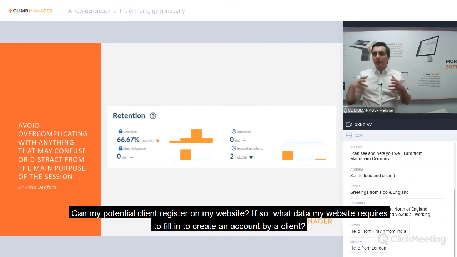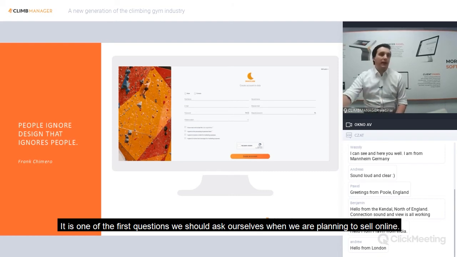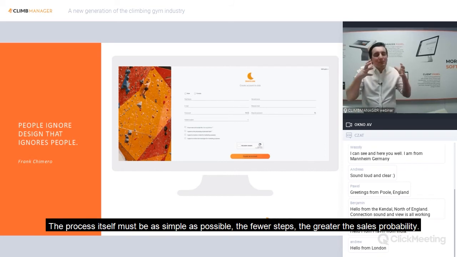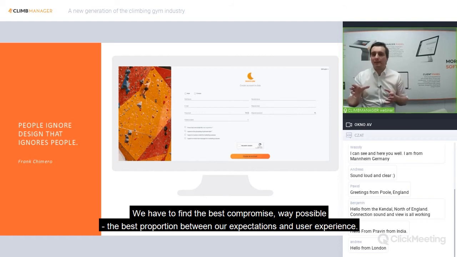Can my potential client register on my website? If so, what data will my website require from him to register? This is one of the first questions we should ask ourselves when we are planning to sell online. The process itself must be as user friendly as possible. It must have as few steps as possible. On the other hand, we want to know as much about our client, about our visitor, as possible. We have to find the best compromise, the best proportion between our expectations and user experience.